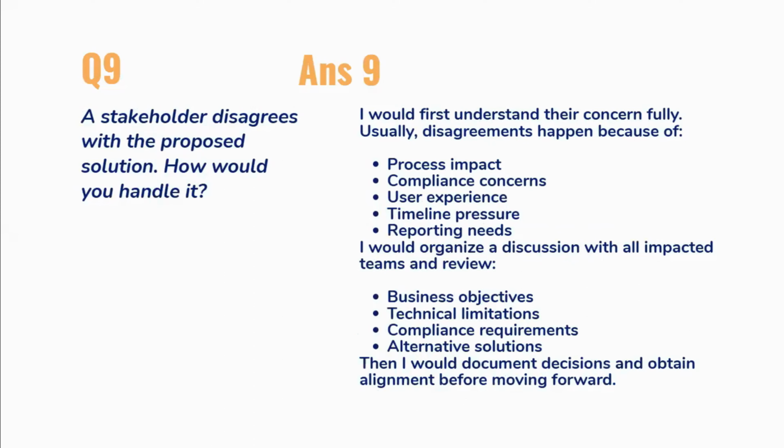Now, question number 9: a stakeholder disagrees with the proposed solution. How would you handle it? This is a very important question. So you'd first understand their concern fully. Usually disagreement happens because of process impact, compliance concern, user experience, timeline pressure, or reporting needs. And you would organize a discussion with all impacted teams and review business objective, technical limitation, compliance requirement, and alternative solution. And then you document the decision and obtain alignment before moving forward.